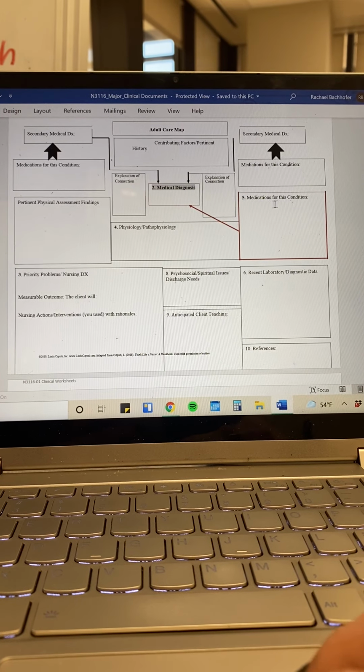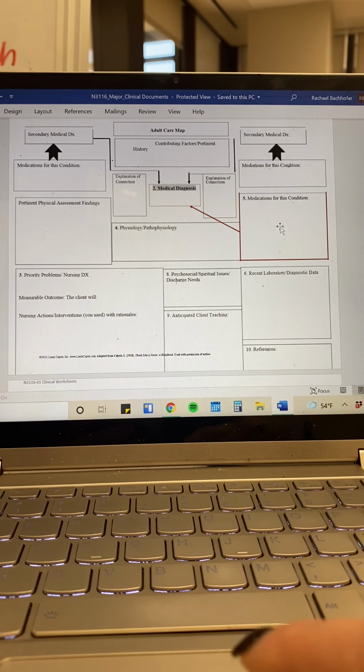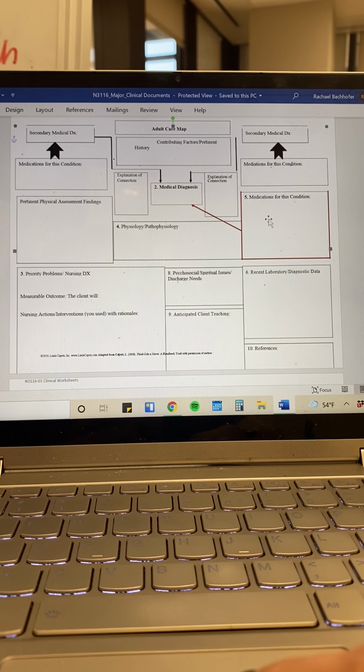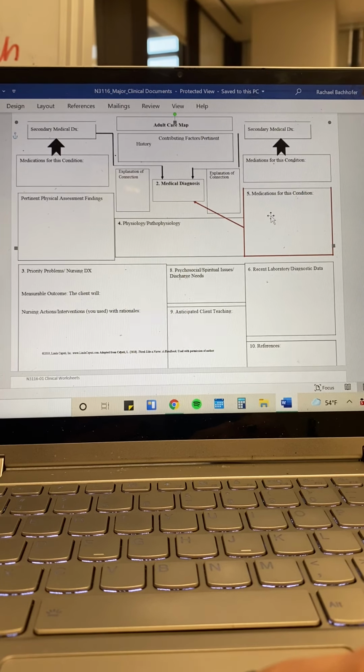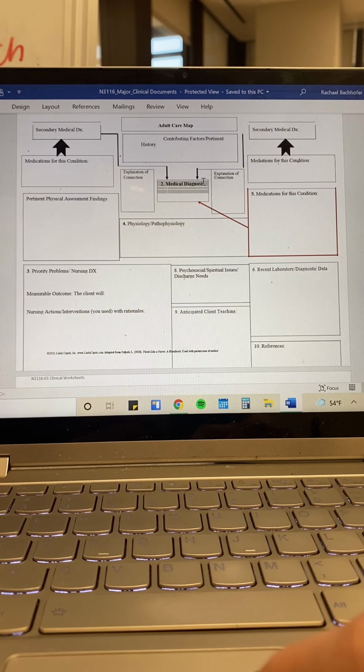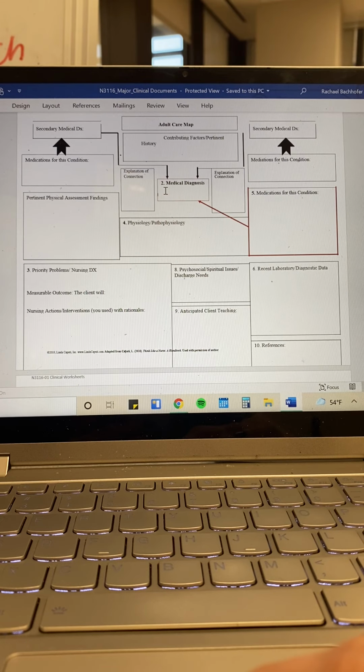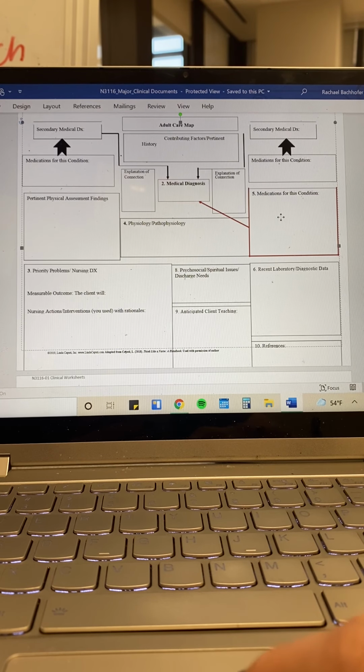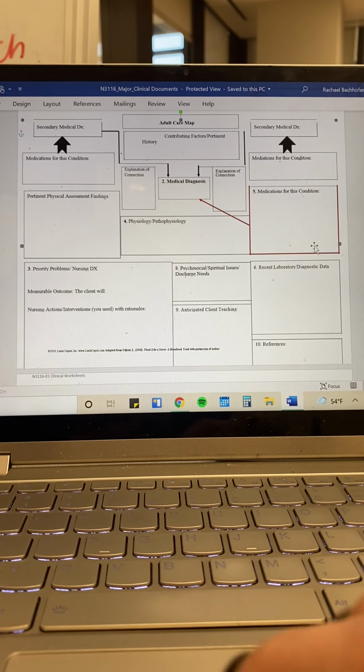From there, box 5 is medications for this condition. These will be the medications that you are specifically administering or that are ordered, even if they're ordered on night shift, for the patient with this medical diagnosis. So specifically for the pneumonia, what medications are we giving? Maybe some antibiotics or some steroids.